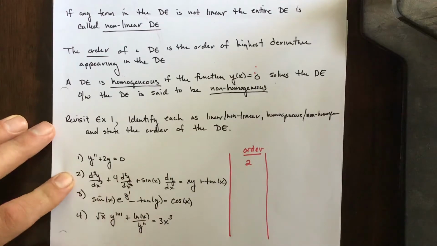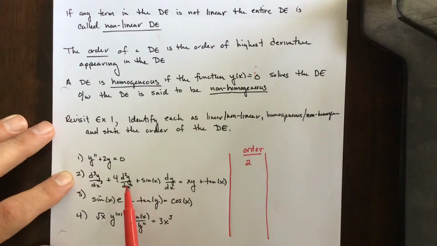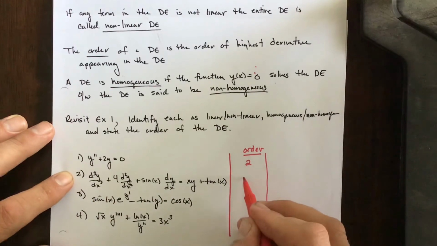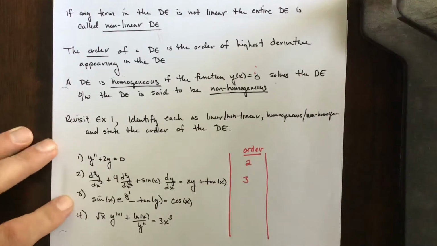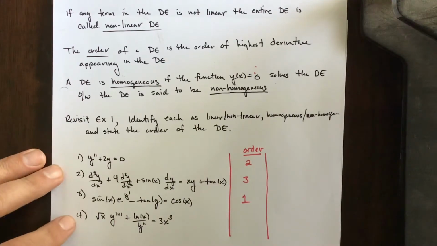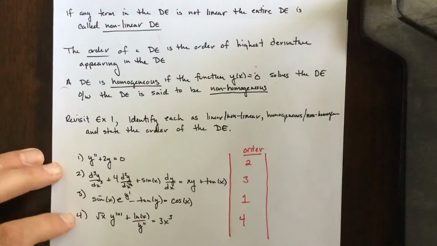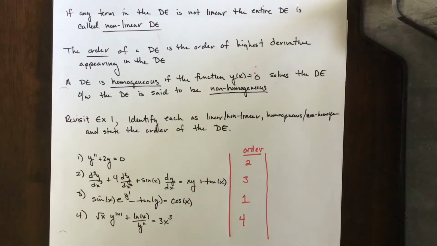What about for equation 2? Well, we have y prime, we have y double prime, we have y triple prime, so the order of that differential equation would be 3. Here we have the first derivative and only the first derivative, that would be 1. And in number 4, we have the fourth derivative of y, the order of this differential equation would be 4.